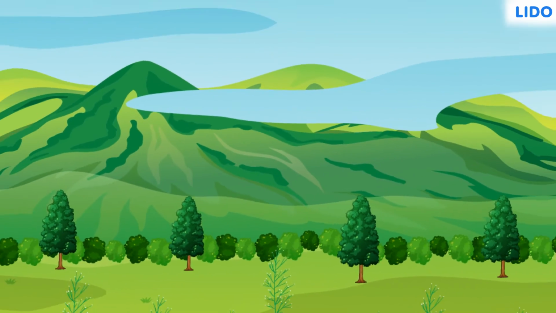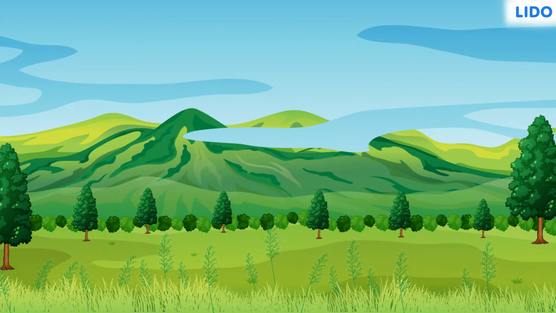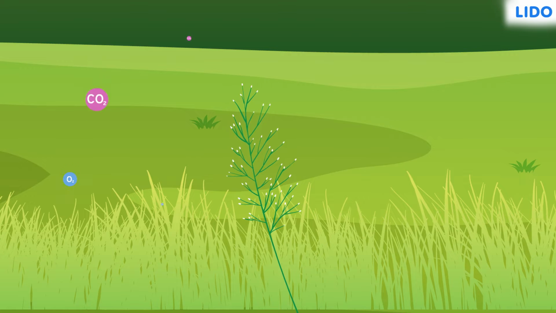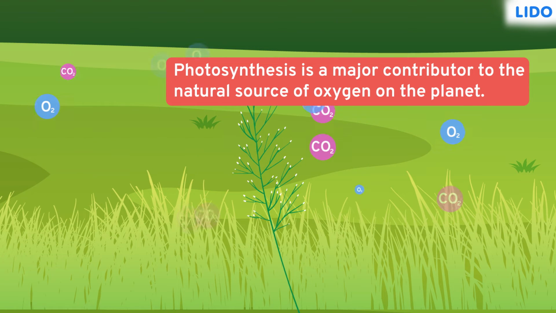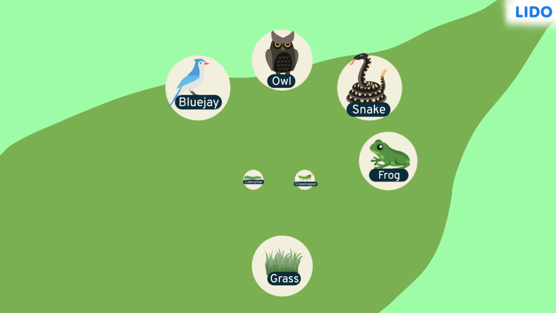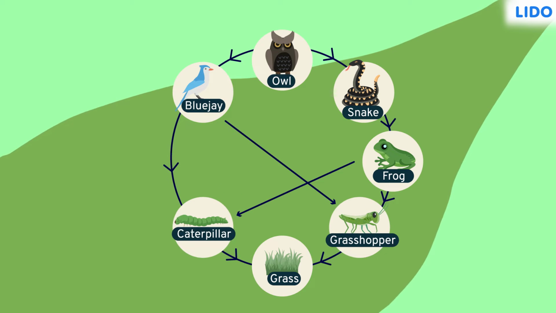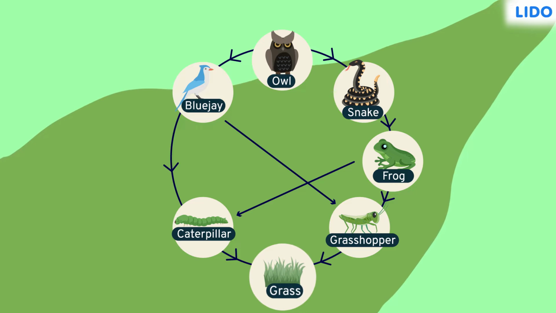Photosynthesis is perhaps the most important process on the entire planet. Not only does it allow plants to create food for themselves, it is also a major contributor to the natural source of oxygen on the planet. Plants are the first link of every food chain. That is, all organisms, being heterotrophs, depend on plants directly or indirectly for their food.